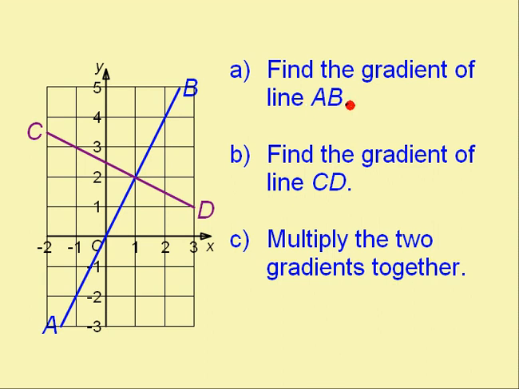You should have found that the gradient of the line AB is 2, and the gradient of the line CD is minus a half. Now if I multiply these two gradients together, that's 2 times minus a half, and that gives me minus 1.